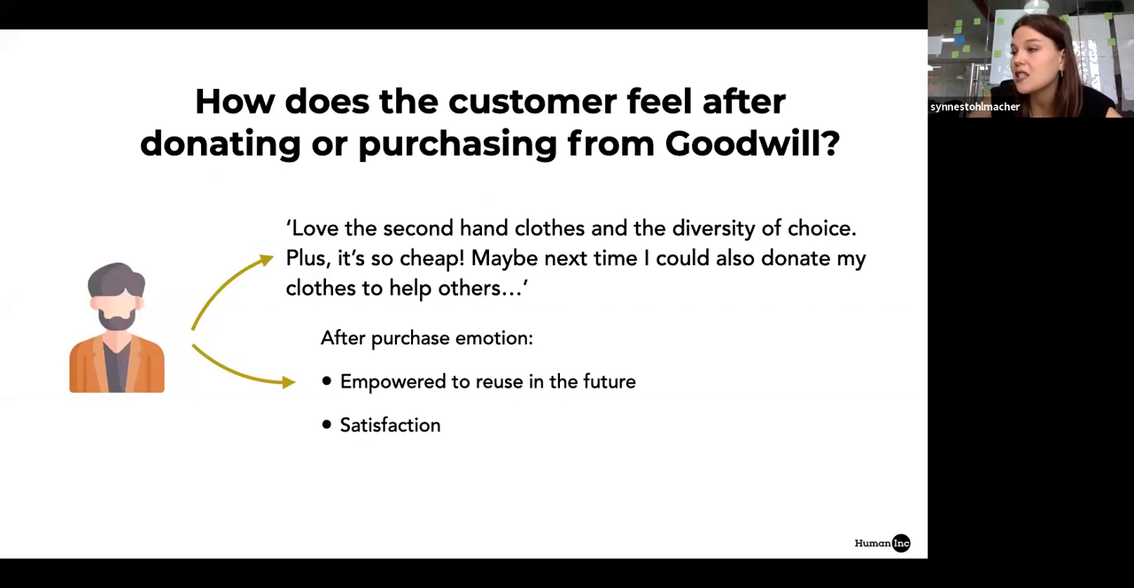So how does our customer feel after donating or purchasing from Goodwill? I love the secondhand clothes and the diversity of choice. It's so cheap. Maybe next time I should also donate my clothes to help others. The after purchase emotion is being empowered to reuse in the future. Satisfaction, also with the growing trends of secondhand shopping. I think Goodwill is probably getting a pretty good deal out of it.